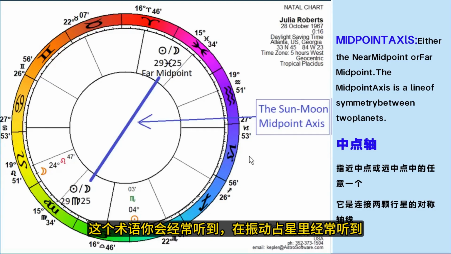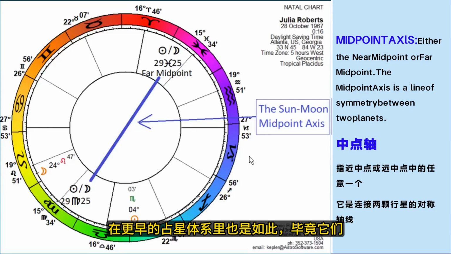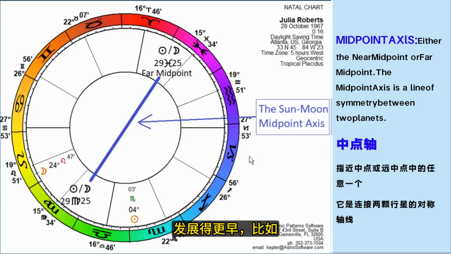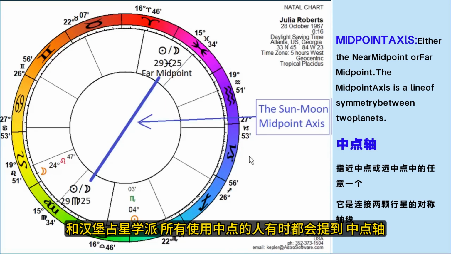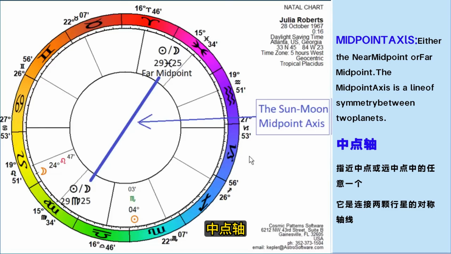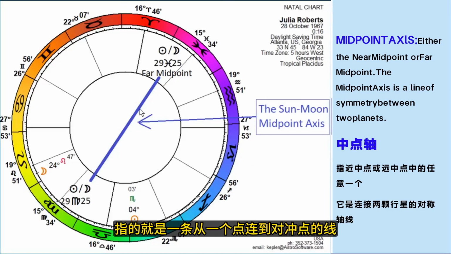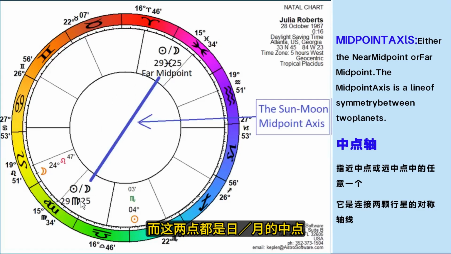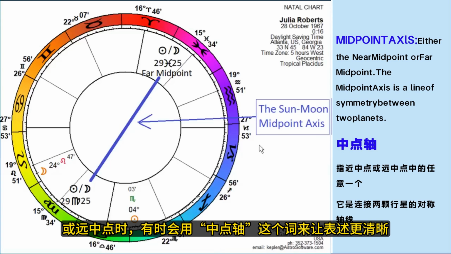You'll hear it a lot in vibrational astrology. You'll also hear it a lot in the earlier systems of astrology, I mean, systems that were developed earlier, such as cosmobiology and Uranian astrology. All people that use midpoints will sometimes refer to the midpoint axis. Midpoint axis just means that you have this line that goes from one point to the opposite point, and they are both midpoints of the sun and moon. Okay, so when we're referring to either the near midpoint or the far midpoint, sometimes we'll use the term midpoint axis to make it clear.